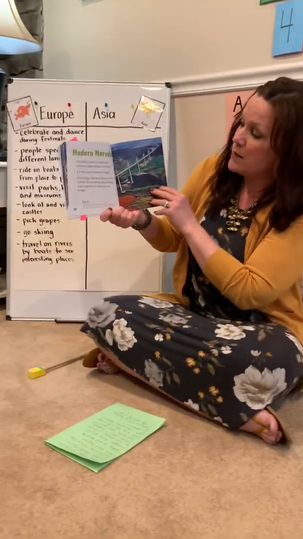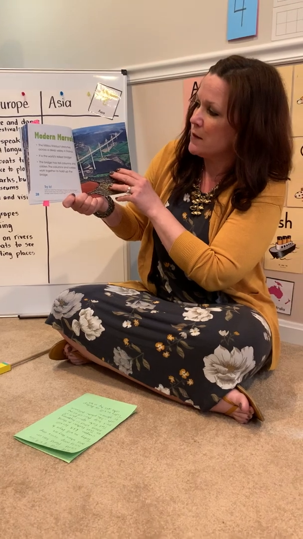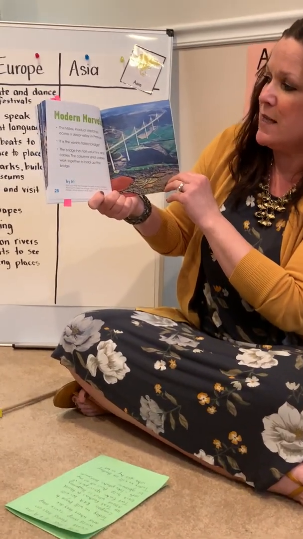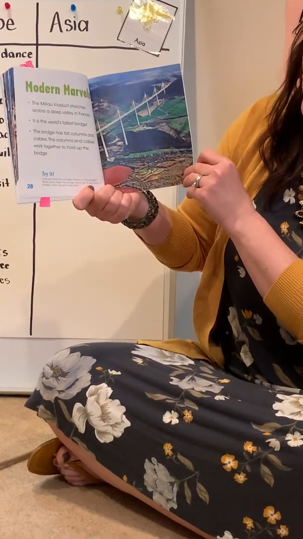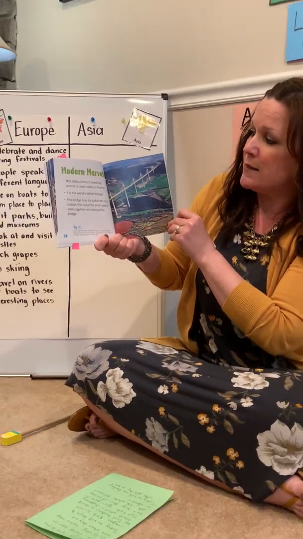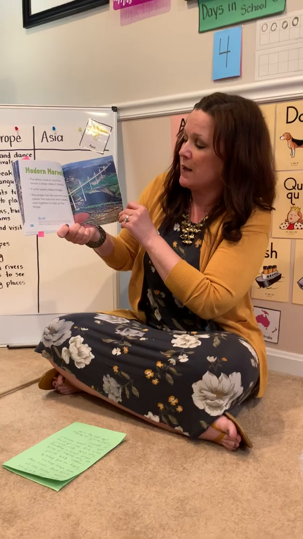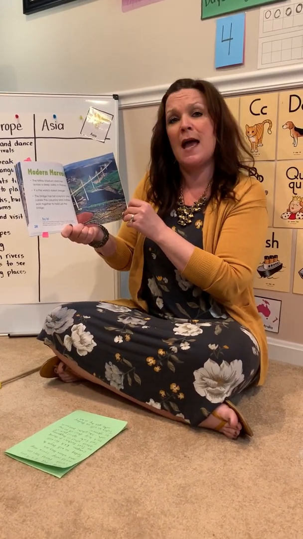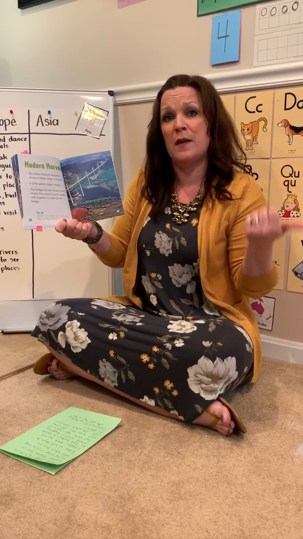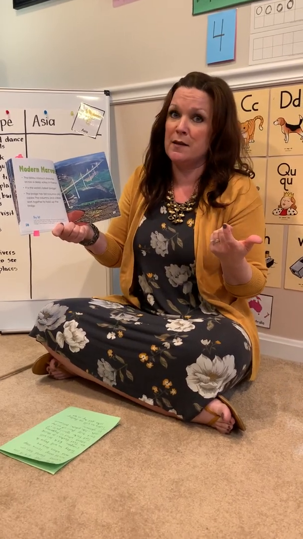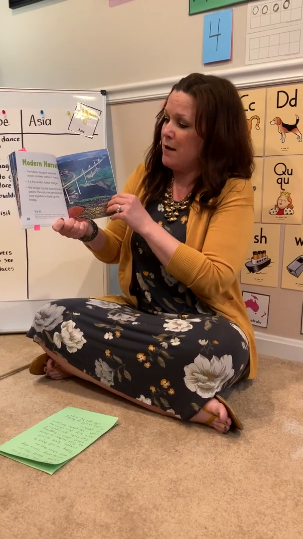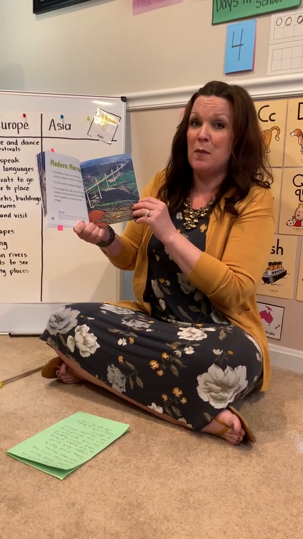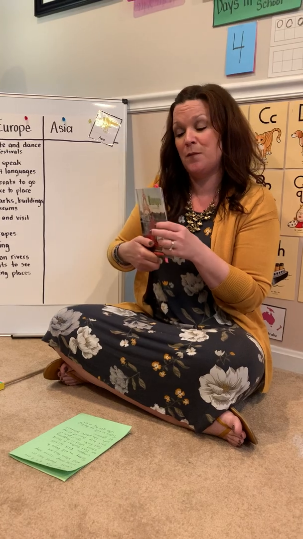This page was about modern marvels. And this talks about the Millau Viaduct that stretches across a deep valley in France. It's the world's tallest bridge. It has tall columns and cables. The columns and cables work together to hold the bridge up. I didn't hear anything about the repeated word people or any other words that would indicate anything about people. So that page is not going to help us answer our focusing question.